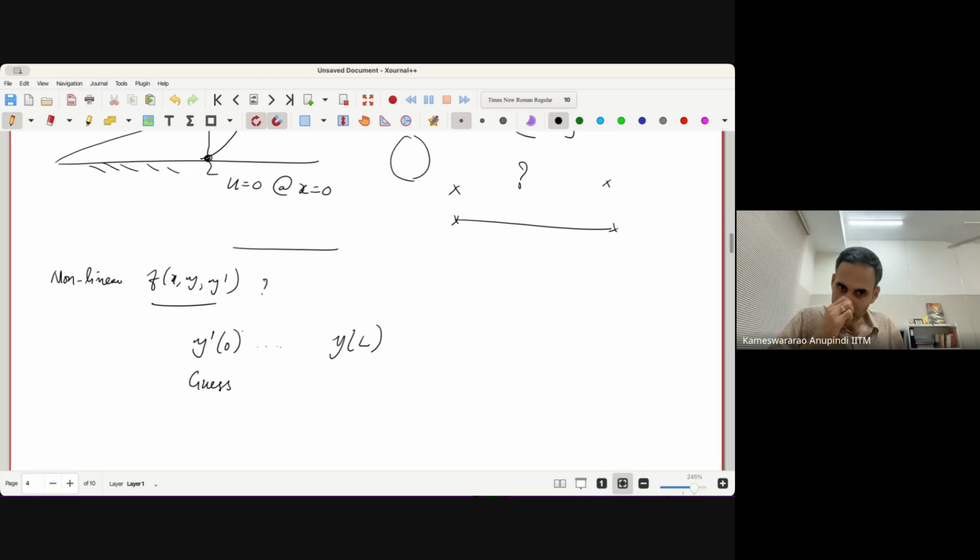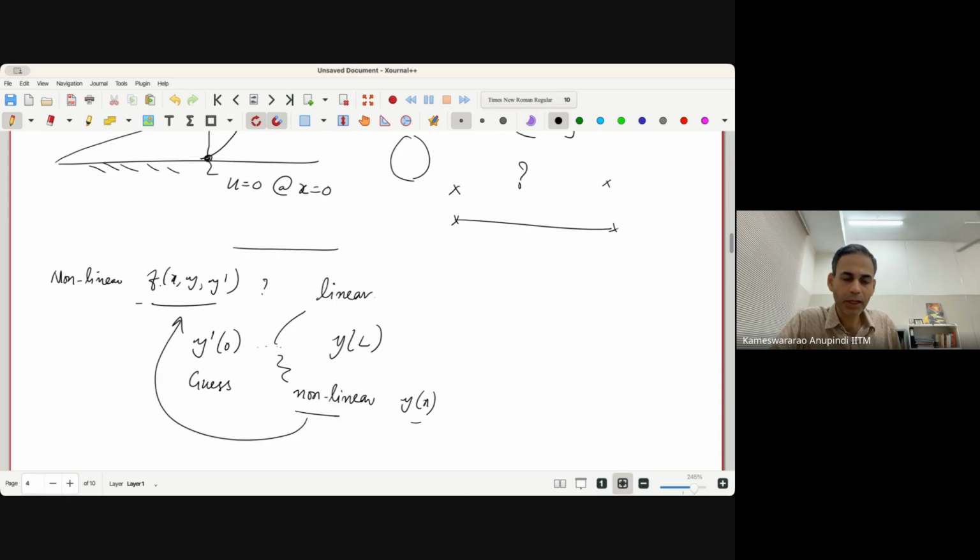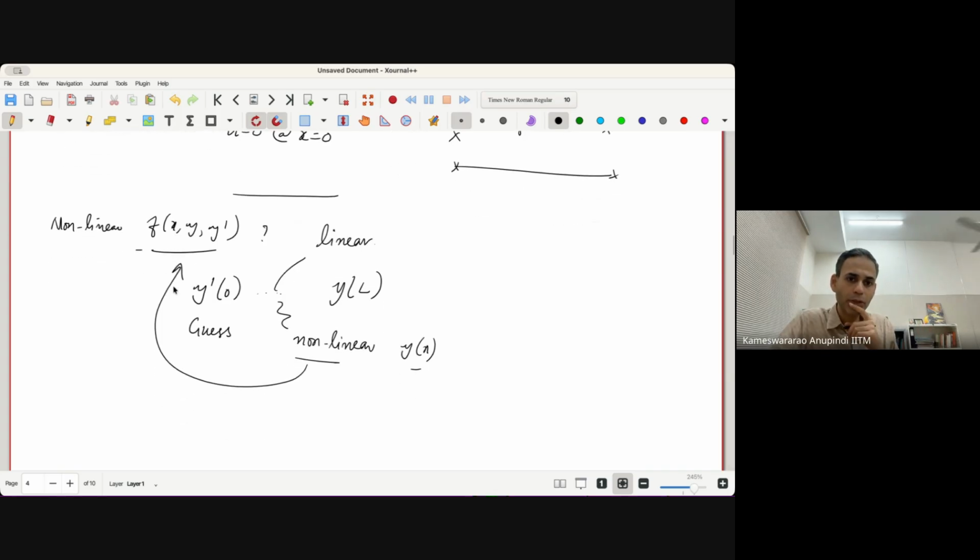So till now, this relation between y prime 0 and y of L is basically a linear variation. When you use y prime 0 and then integrate, you are essentially doing some kind of linear problem. But now this dependency will become nonlinear, because you are going to use this equation to solve for y of x. So y of x will be nonlinear because you are going to use this particular f of x, y, y prime, which itself is nonlinear. That is what we should look at.